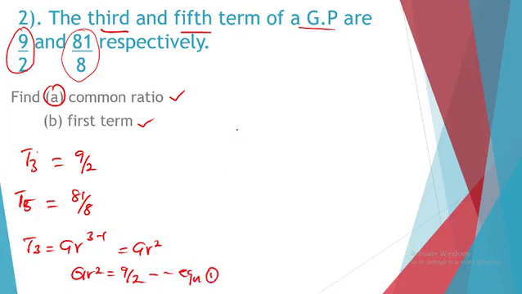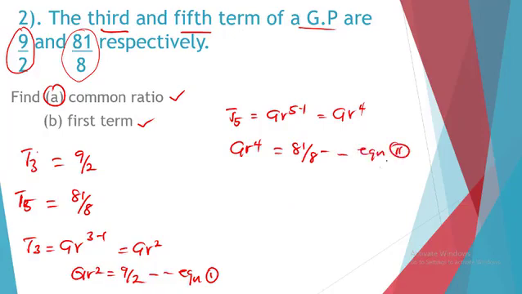And then we have that T5 is equal to ar raised to power 5 minus 1, which is equal to ar raised to power 4. So ar^4 is equal to 81/8, and this is our equation 2.